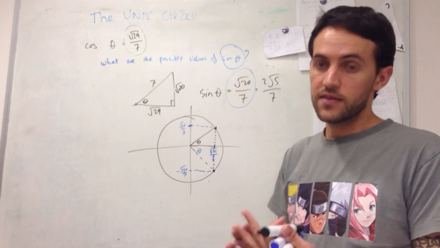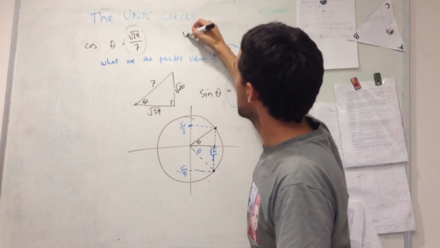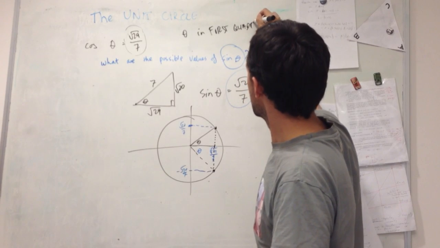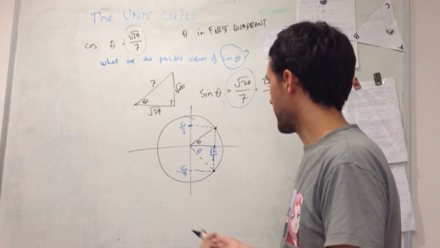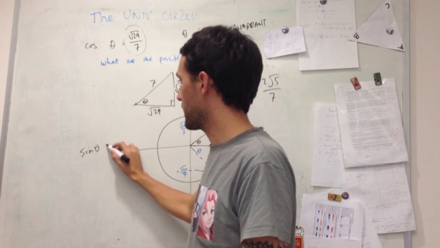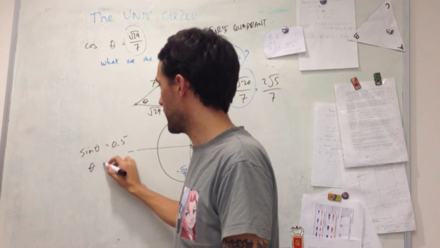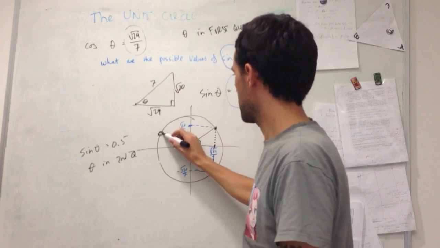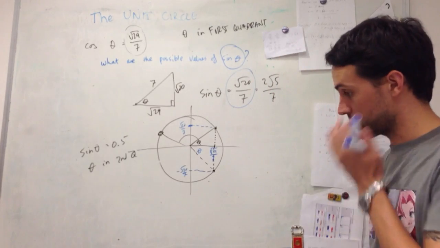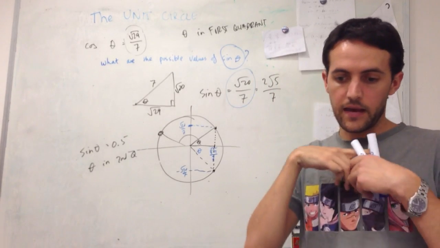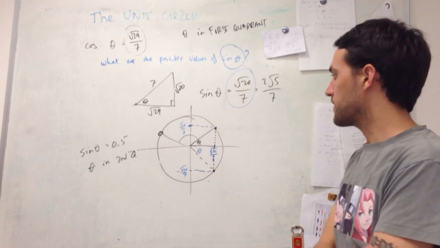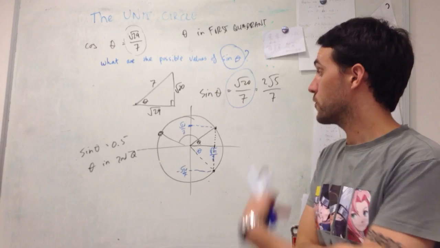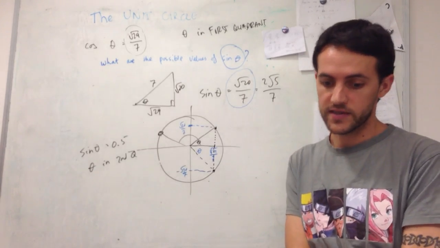Now a lot of the questions will say something like cosine of theta is this, theta in first quadrant. Or maybe we might say something like sine of theta equals 0.5, theta in second quadrant, which would mean that we're dealing with this angle here, etc. So again, as I said in the lecture, I think it's important to think about the unit circle, think about all of the symmetries, etc. that are going on before we do a number of these practice questions.